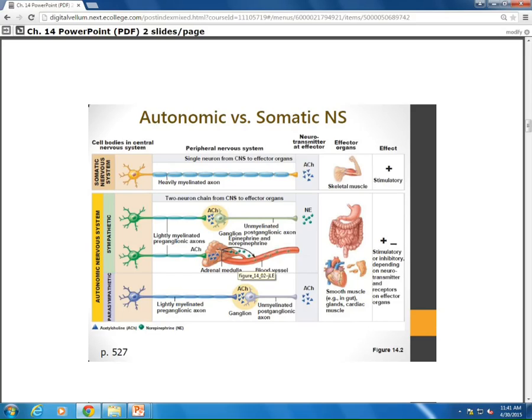Increases preload, increases a whole lot of things that you're going to study in A&P 2. All right, look at the simple picture.